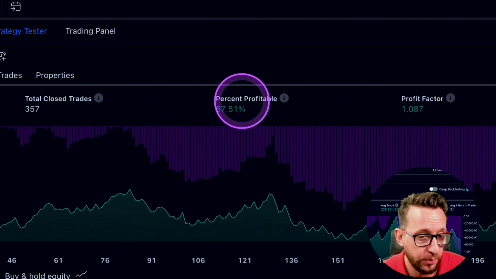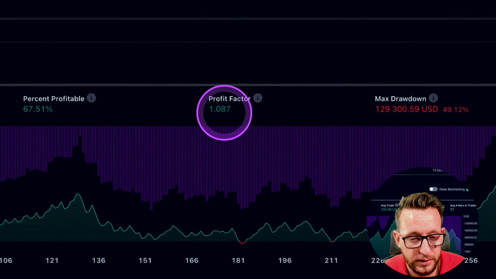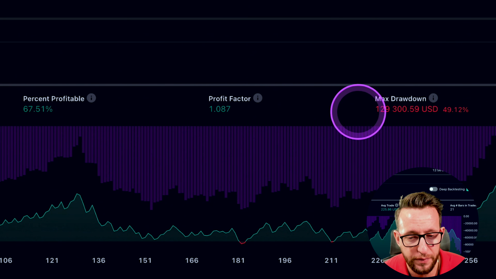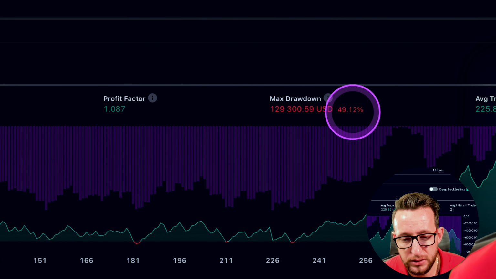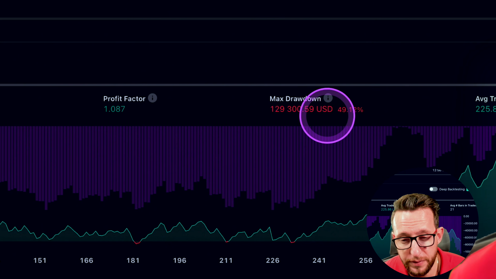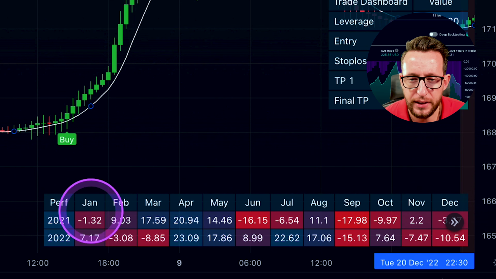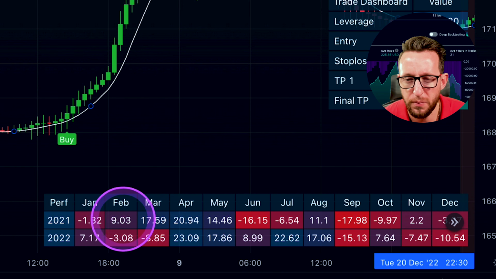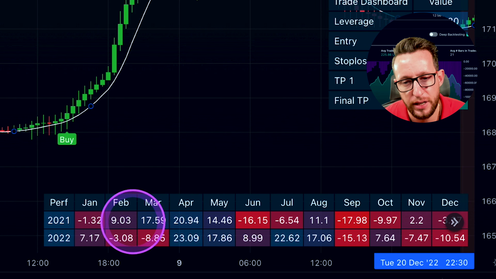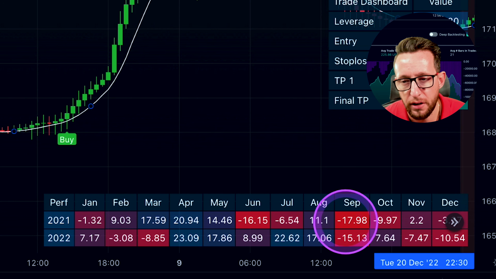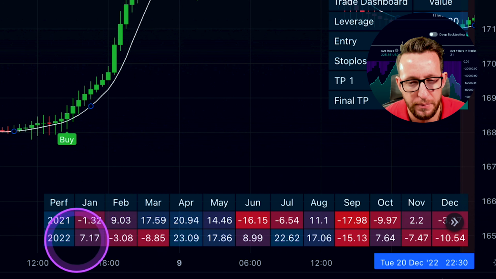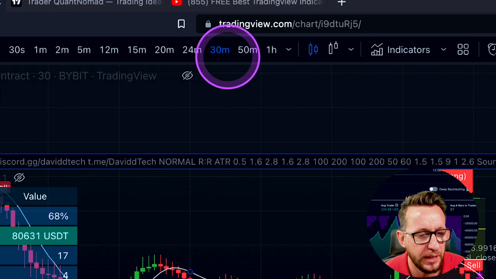Okay, looking at these results, currently we have an 80% net profit on 357 trades, 67% net profitability, and a 1.07 net profit factor. Drawdown is quite big at just under 50%, which isn't good at all. When you look at all of these months here, we have about 1 in 3 that are at a loss. There's 2 years of information there. Like I said, we're on the 30-minute over there.